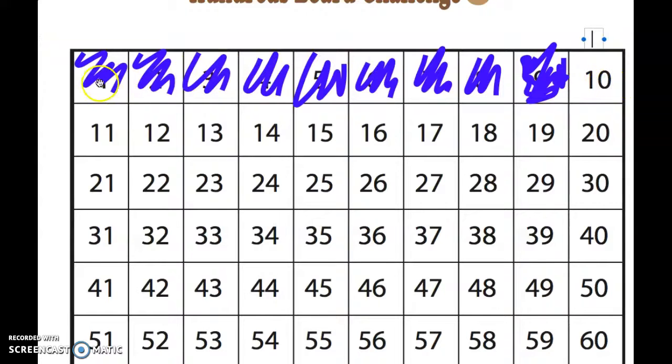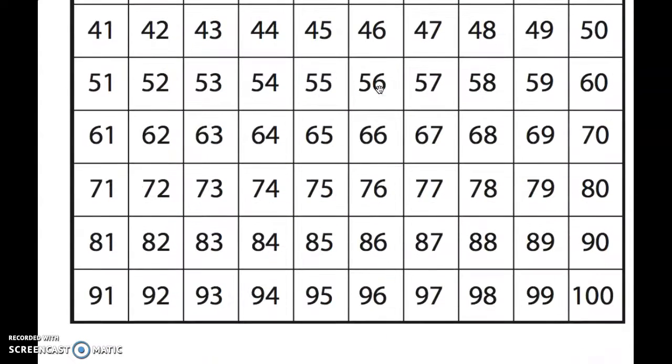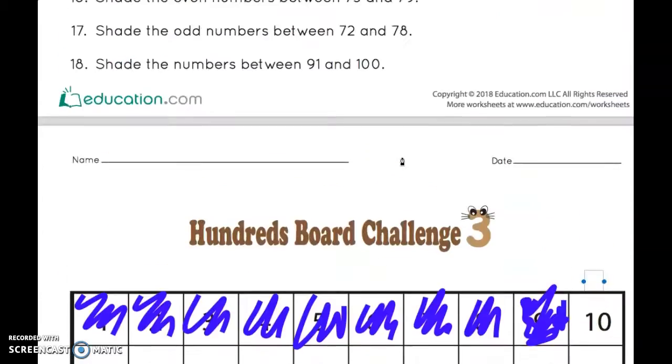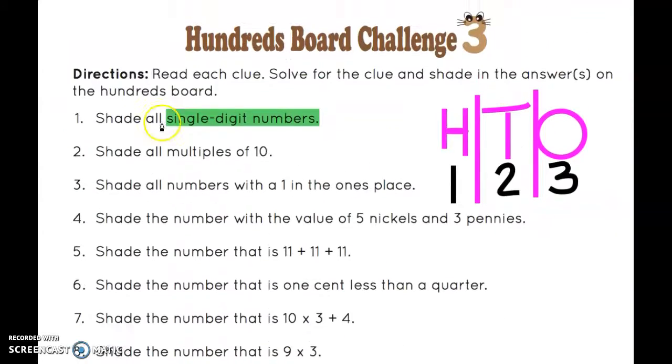I can only do all of the single digits, and the rest of these have 2 digits, except here has 3 digits. All right, so we just did our first clue. So I'm going to give myself a check mark. Check. Oop, maybe check. There we go. All right, shade all multiples of 10.